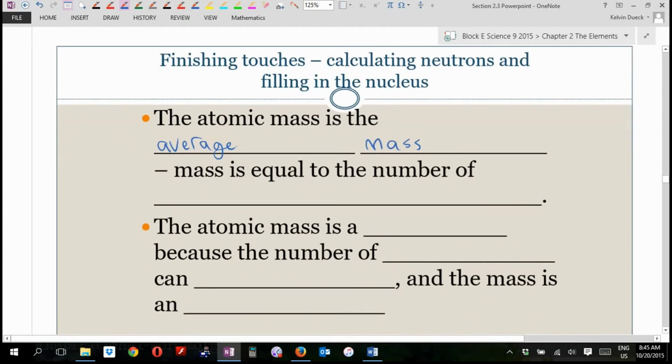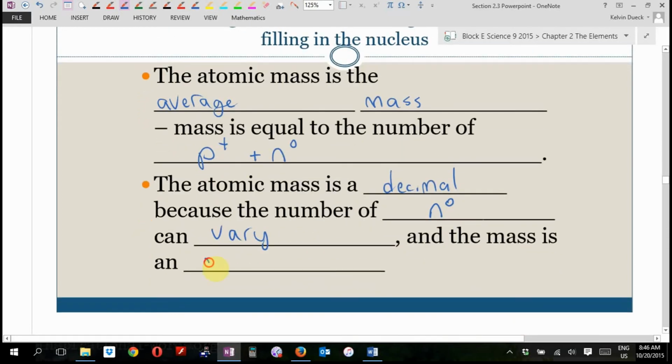So mass is equal to the number of protons plus neutrons, which means if you know the mass and you know the protons, you can subtract to get to the neutrons. So the atomic mass is a decimal because the number of neutrons can vary. And again, the mass is just the average.